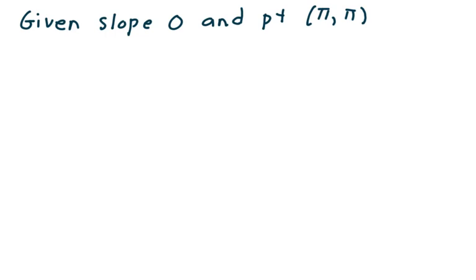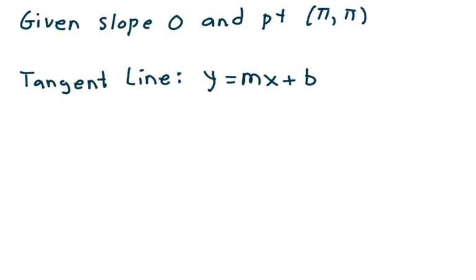So we're given slope 0 and point (π, π), okay? Now, to get the tangent line, and again, we could do it the same way the whole time. The slope-intercept form of a line is y equals mx plus b. And m is 0 this time, so y equals 0x plus b.